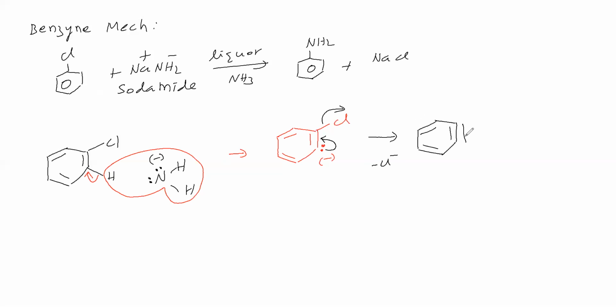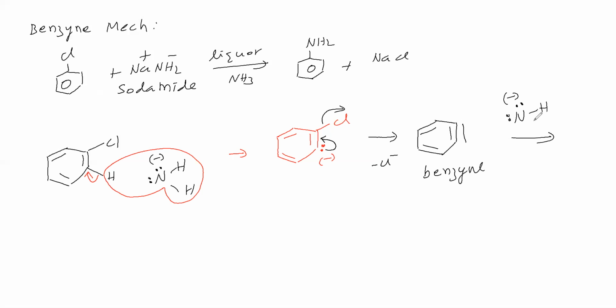Now, shall we call this a triple bond? No. Why is it not a triple bond? Because these three pi bonds are in the delocalized pi electron cloud. This pi bond is perpendicular to these three pi bonds. Therefore it is like this. This is called benzyne. Now this NH2 minus again comes.